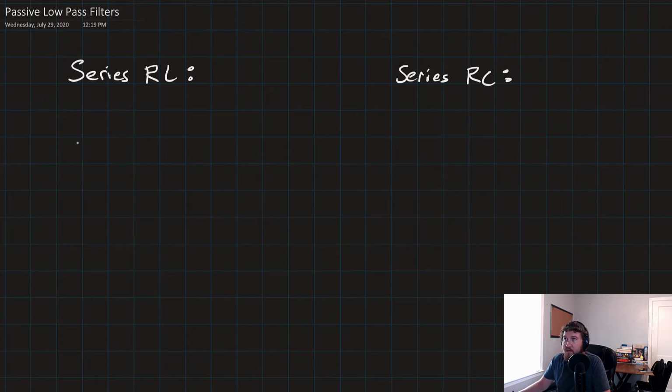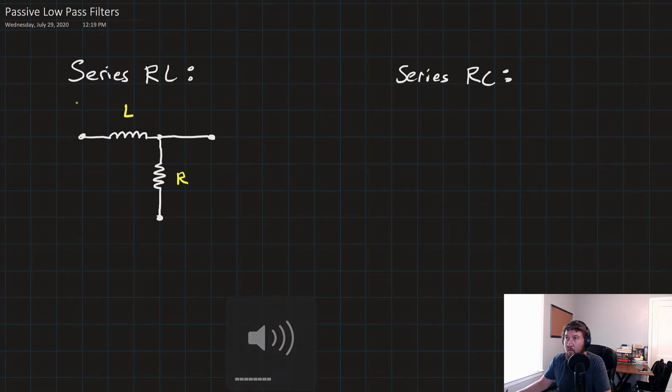Now the gist here, let's look at the series RL first, is that we just have an inductor with some value L connected in series with a resistor. Let's go ahead and draw an extra terminal out here. So there's some value L for the inductor and some value R for the resistor. And on the left-hand side here, we have the voltage coming in, V in, and on the right-hand side, we have the voltage going out, V out.